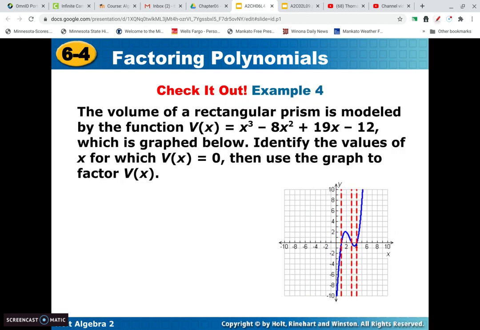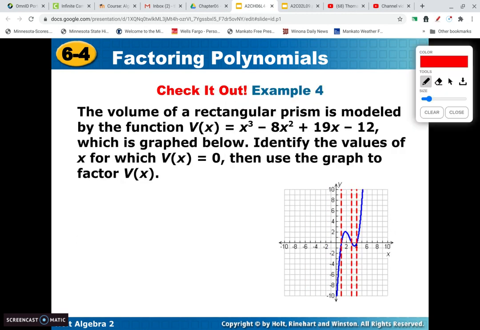All right, so in this case here, same kind of thing. Looks like we'd have -1. Looks like we'd have 3 and 4. Those would be the ones that we'd have.